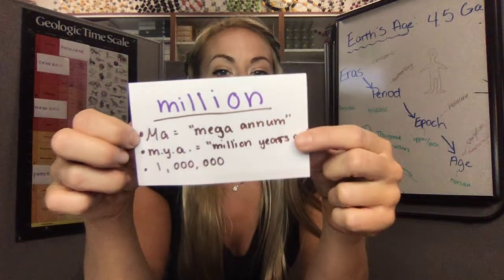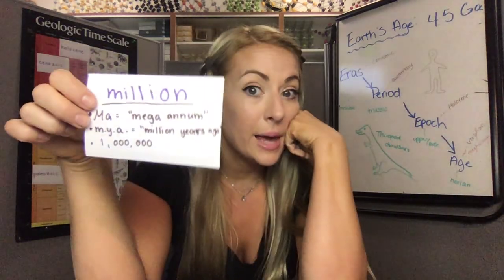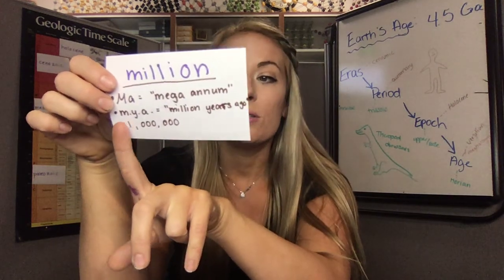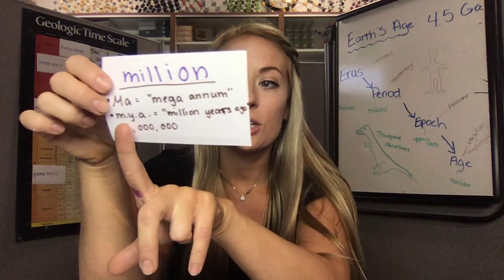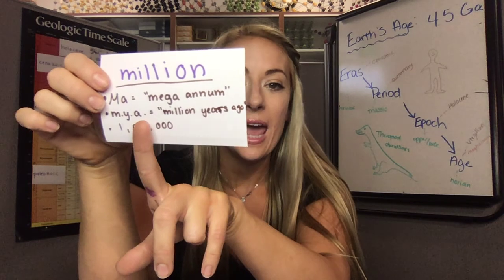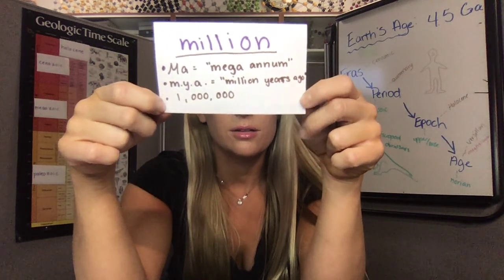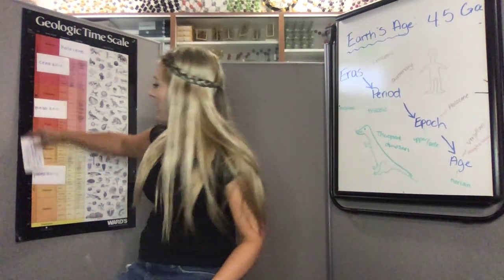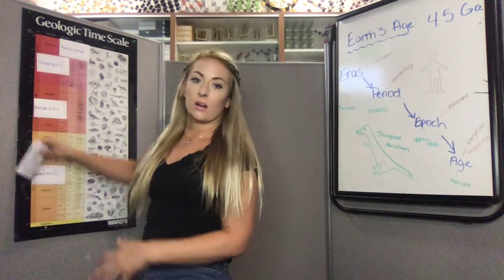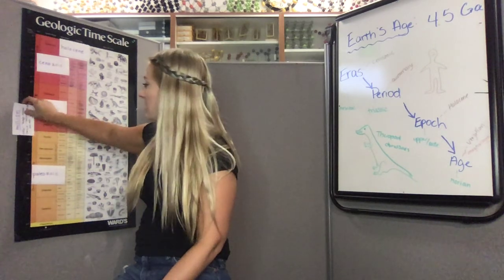MA here with the Latin-based notation actually stands for mega annum, or you can use the English abbreviation, MYA, so million years ago. Or you can just use the numerical value, and you can see that million there has the 6 zeros. So for spans of time, all of these ones are in millions of years ago. So that's all millions.